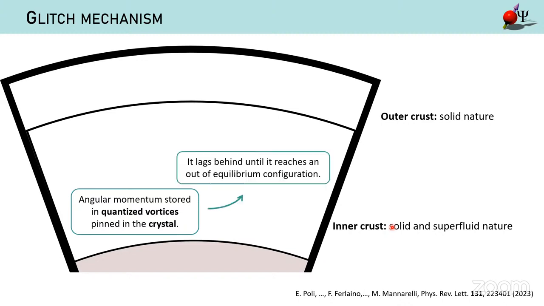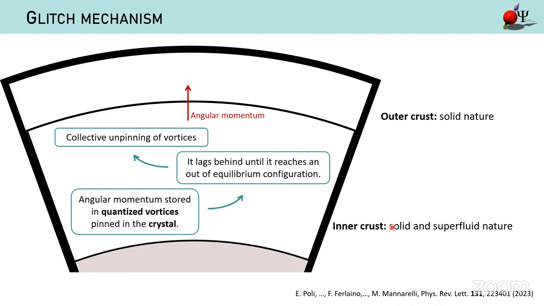Now, because of the superfluid nature, during the slowdown process, the inner part of the star would not keep up, but it would lag behind until it accumulates so much angular momentum that it has to eject this extra angular momentum which is stored. So it reaches an out of equilibrium configuration, and the extra angular momentum is released by a collective unpinning of vortices. And this angular momentum is ejected from the inner crust, and it is absorbed by the outer crust. That spins up, originating the glitch that we measure from Earth.